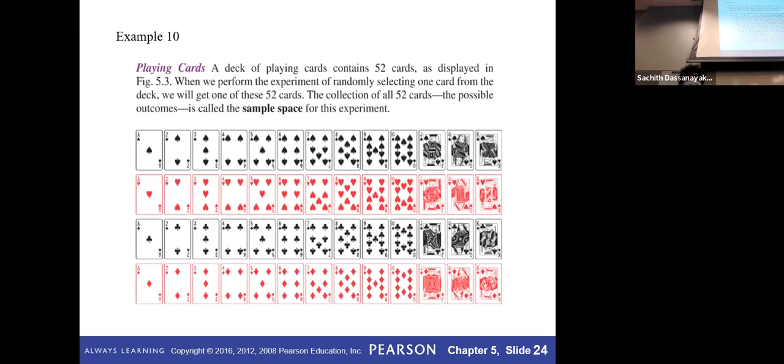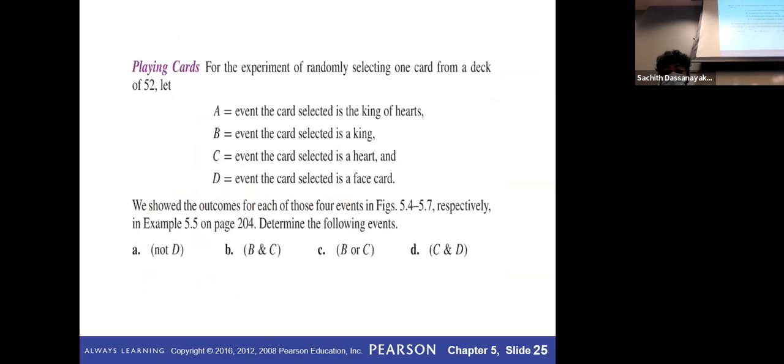Okay, let's do this example. Here you can see the cards. There are 52 cards, number cards and picture cards, based on four symbols: spades, hearts, clubs, diamonds. Based on this deck of cards, we can define our sample space as well as events for the experiment of randomly selecting a card.